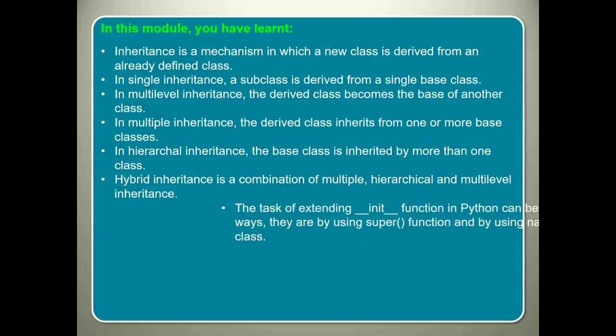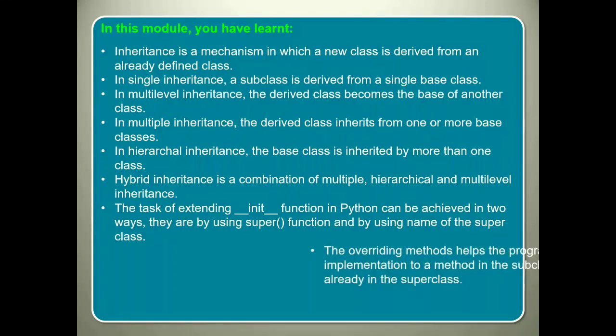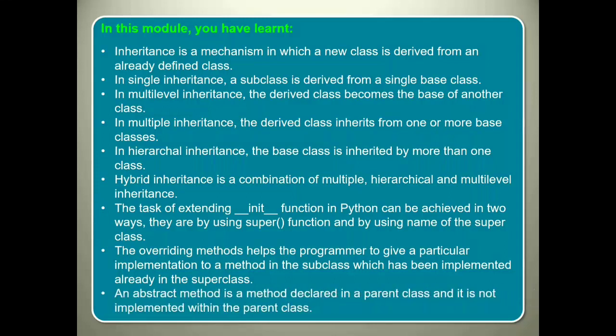The task of extending the init function in Python can be achieved in two ways. They are by using super function and by using the name of the superclass. The overriding methods help give a particular implementation to a method in the subclass, which has already been implemented in the superclass. An abstract method is a method declared in a parent class, but not implemented within the parent class.